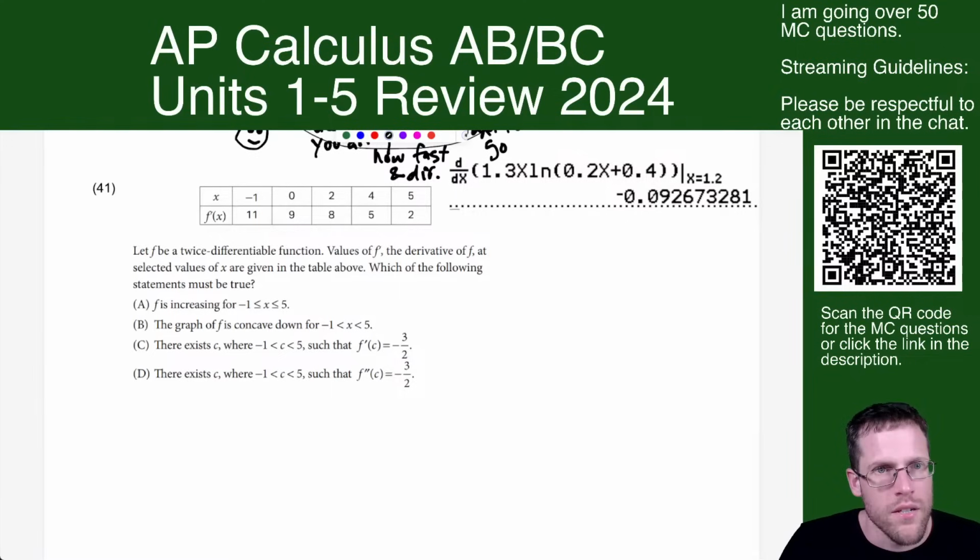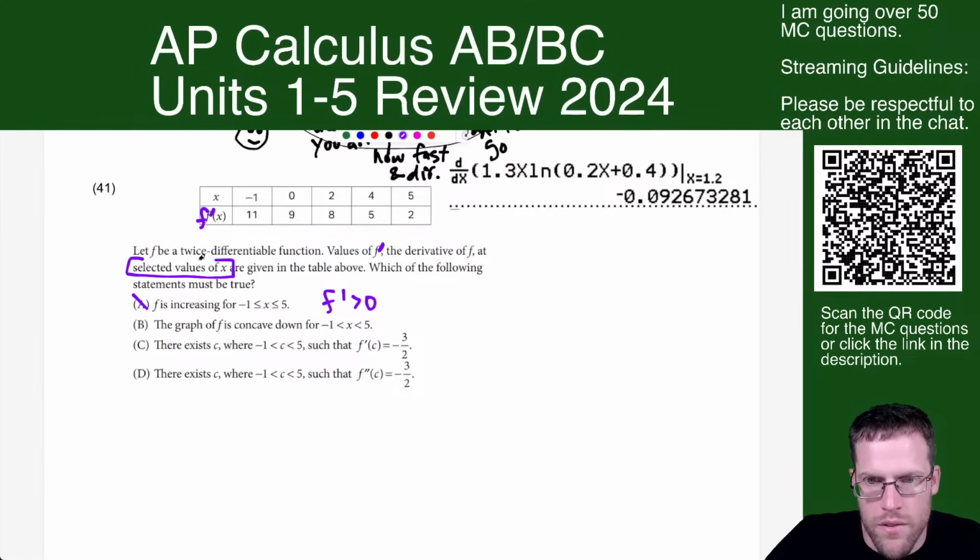All right, so moving on here to 41. We're nearing the end. Let f be a twice differentiable function. Values of f prime, the derivative of f at select values of x, are given in the table. Which of the following statements must be true? So this is once again a table of f prime. Now, the trap here: f is increasing. People might be thinking, oh, f prime is positive, positive, positive. But it's a table at selected values of x.